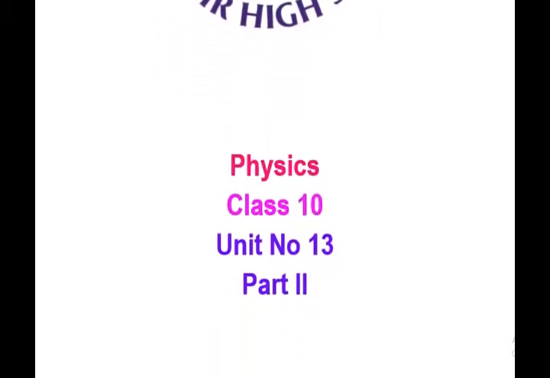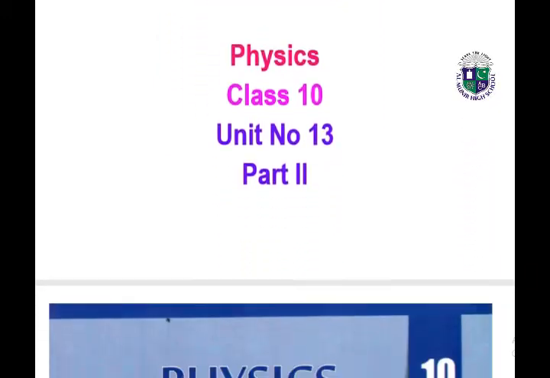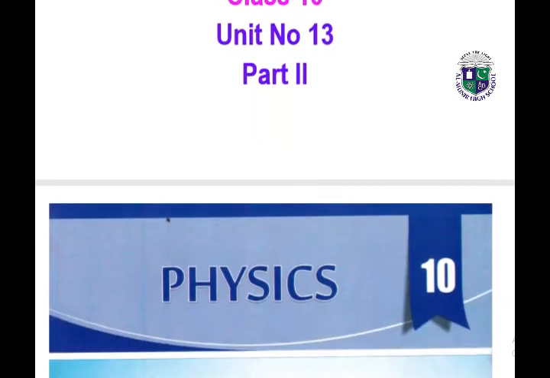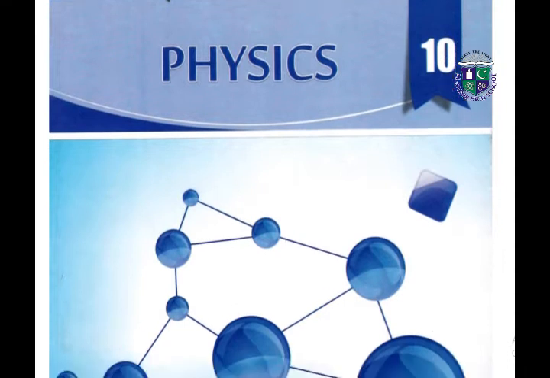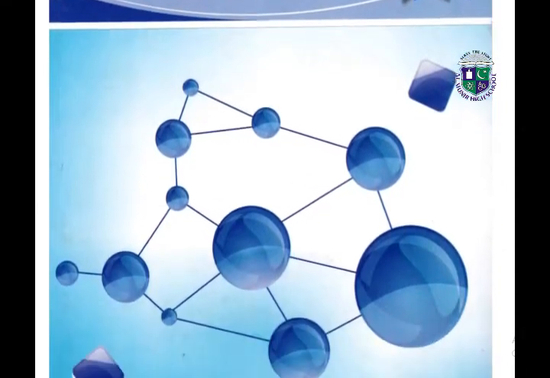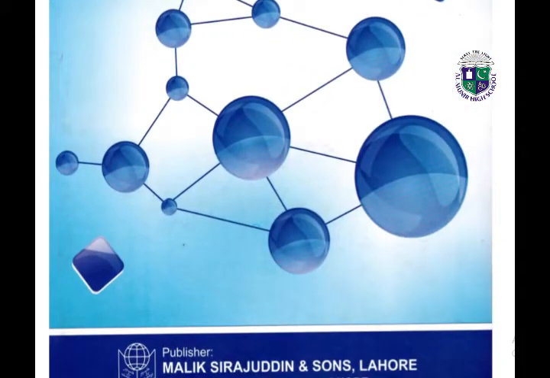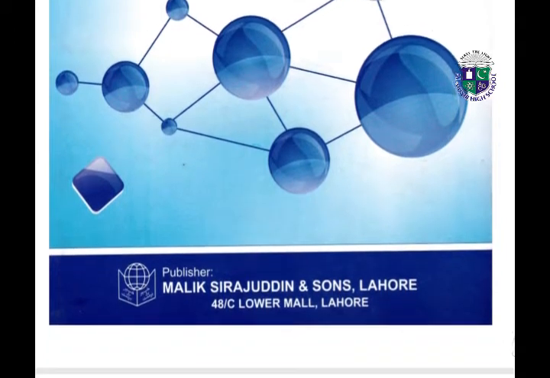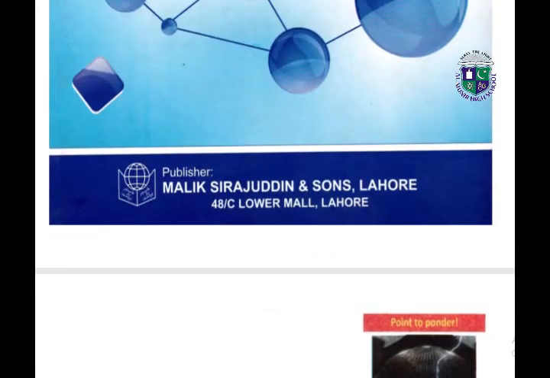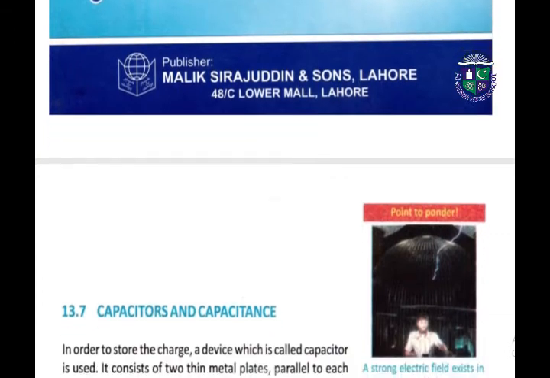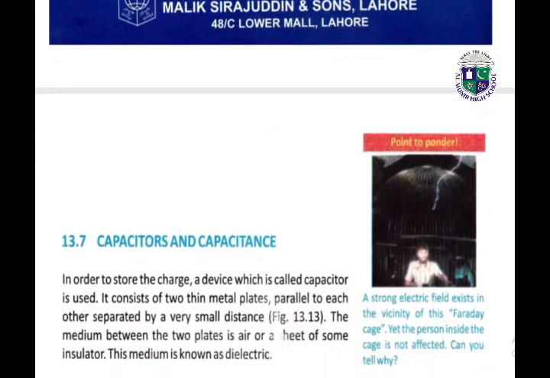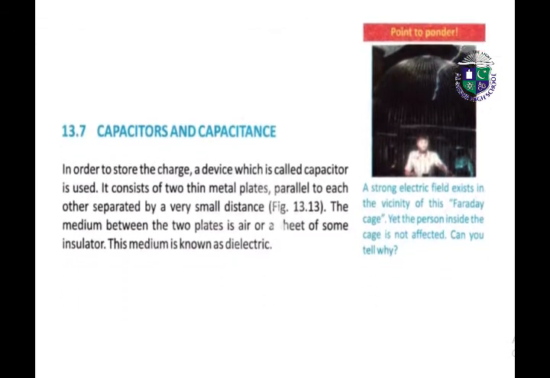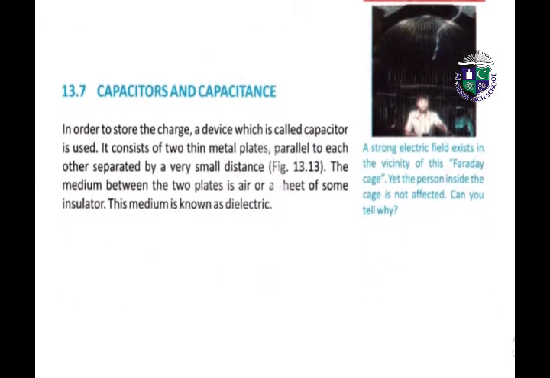Unit number is 13, part 2. This is the title page of your physics book for class 10. Our today's topic is about capacitors. What are capacitors, students? Yes, here we have the definition of capacitors. Topic number is 13.7. Topic is capacitors and their capacitance.